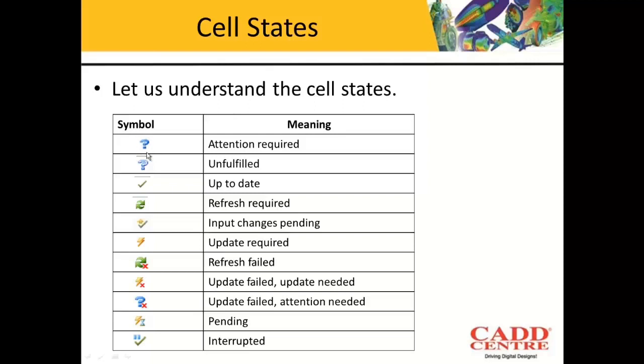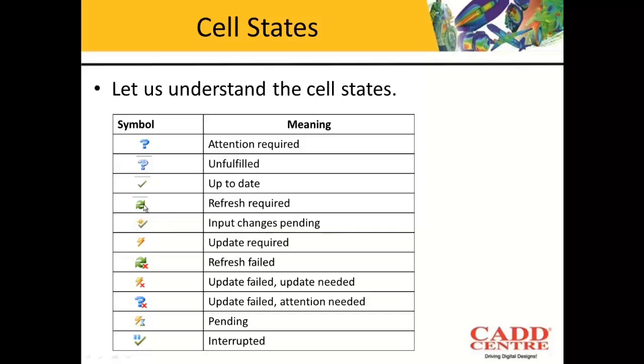If you see a blue colored filled question mark, then it means that it requires attention. If you see a blue colored question mark but which is unfilled, that means there is no data and it is unfulfilled. If you see a green colored tick mark next to a cell, that means that cell is up to date, and that information from that particular cell can be transferred to another cell.